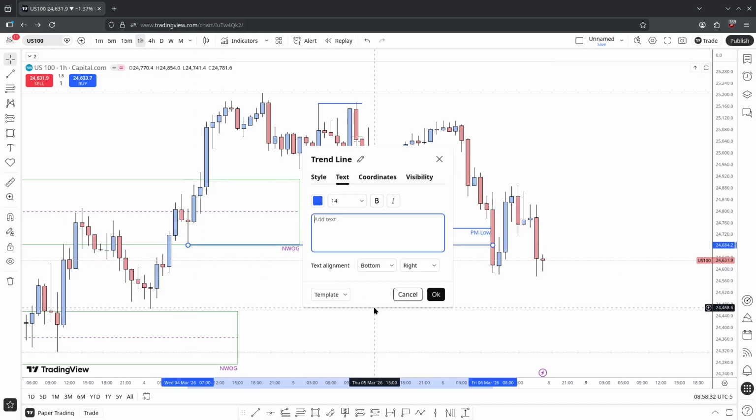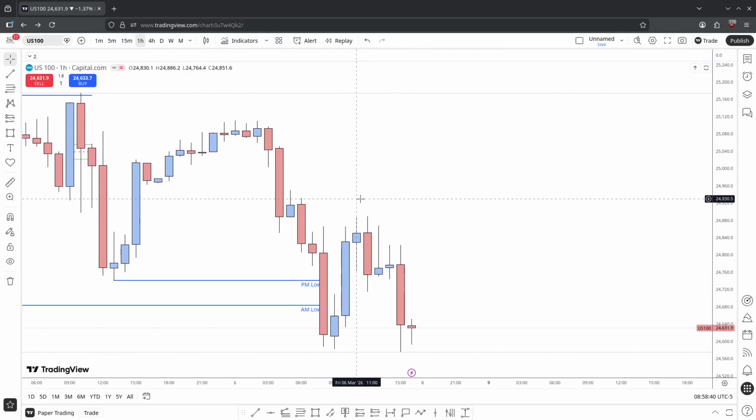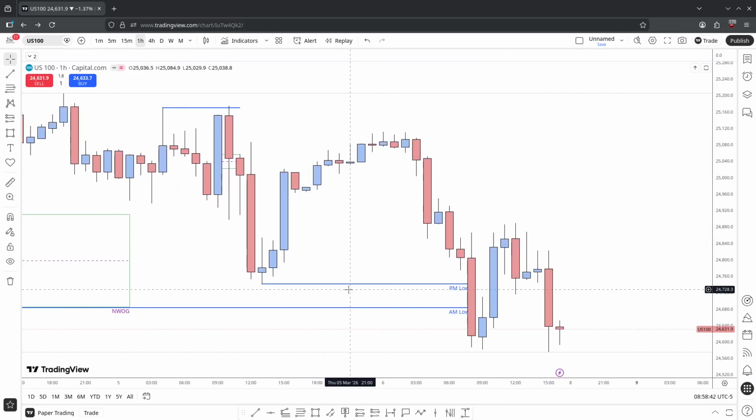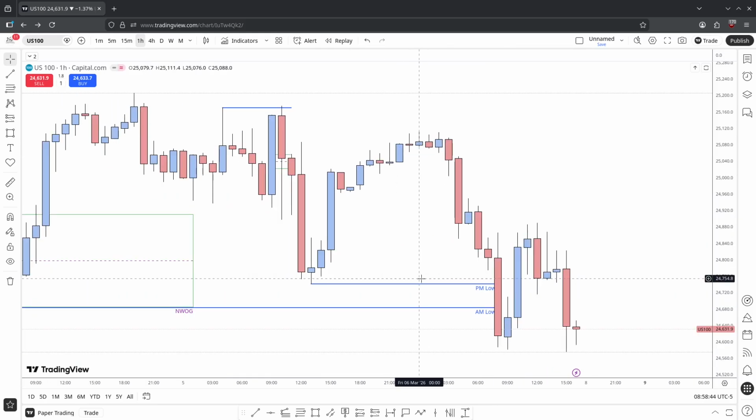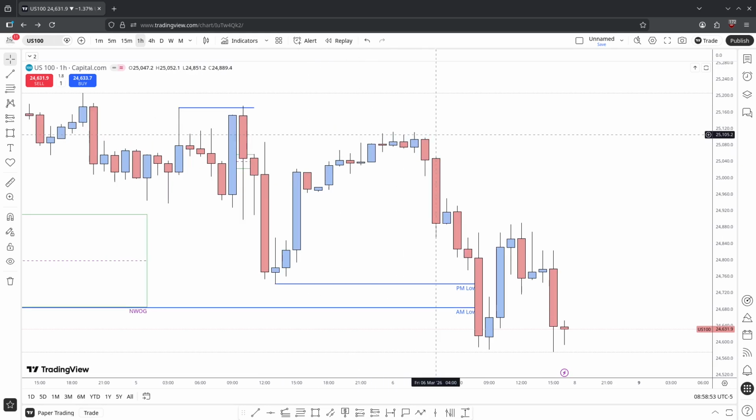So this is, well, that's an AM. To me, it's closer to 8 a.m. So 8 a.m. So it's an AM low in my opinion. So I would have that on the charts. Let's see here. And pretty much only got these highs up here. So I probably would have a high marked out. So let's have a look at this here.